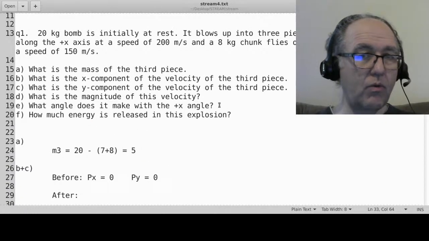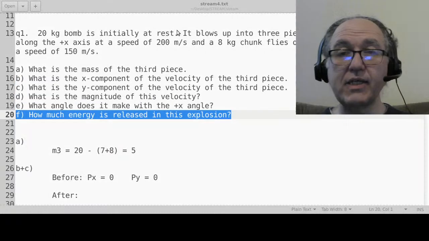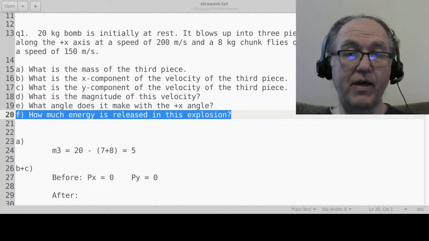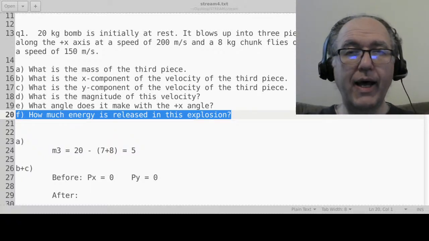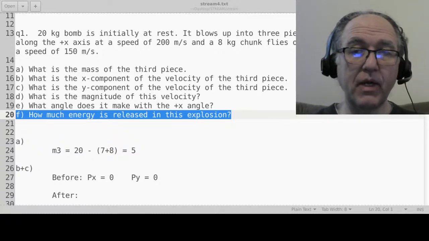All right, we've done almost all the problems. Let's do the last one here. How much energy is released by the explosion? Okay, and remember that there are three types of collisions. Okay, so I know you don't think of an explosion as a collision, but it's kind of like an anti-collision, or a collision running backwards in time.